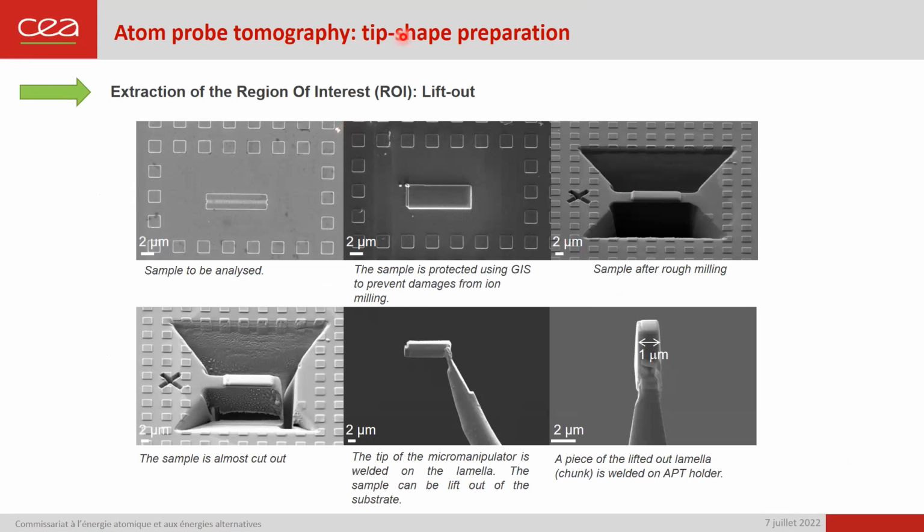The first one is called lift out, and consists of the extraction of the region of interest. So before doing that, obviously the sample has to be protected to prevent damage from ion milling. Then the sample is cut part by part. A micromanipulator which is inside the FIB is welded on the lamella, which can then be lifted out from the substrate. And a little bit of the lifted out lamella is then welded on an APT holder.